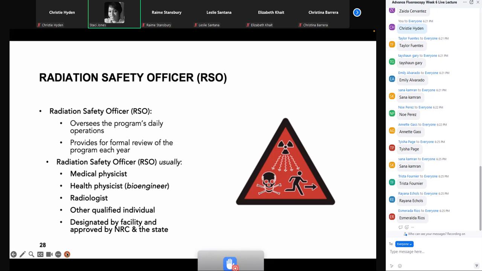Your radiation safety officer oversees the program's daily operations. They provide a formal review of the program each year. Usually a radiation safety officer is going to be a medical physicist or a health physicist, and a health physicist can be a bioengineer. It could be a radiologist or another qualified individual. They're designated by the facility and approved by the NRC and the state.